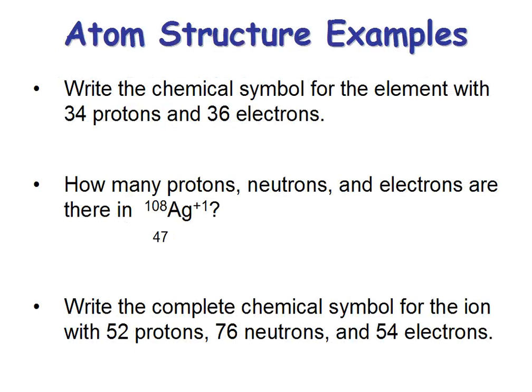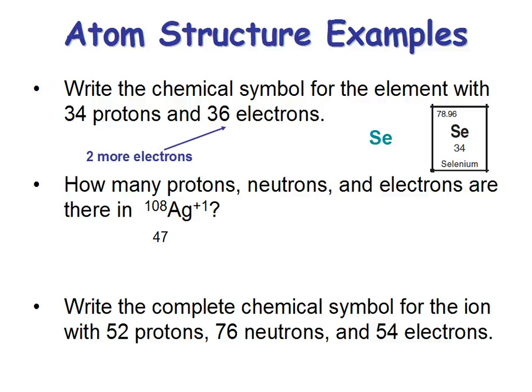Our next 3 examples, I ask you to write the chemical symbol for the element with 34 protons and 36 electrons. We usually start with protons or the element. This time we have protons, so we would have to go look on our periodic table to find out what has 34 protons, and that is selenium, so the symbol would be Se. With the information given, I can also tell you the charge. There are 2 more electrons than protons, which means that I would need to have a negative charge this time since the electrons are negatively charged, and it would have a -2 charge.